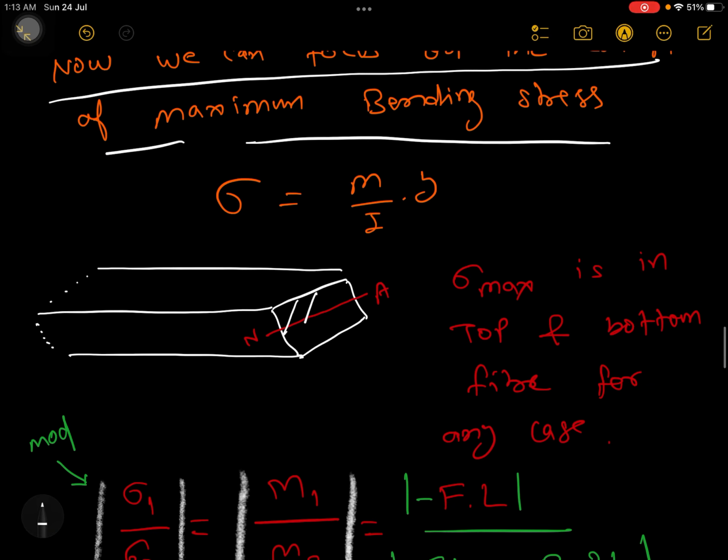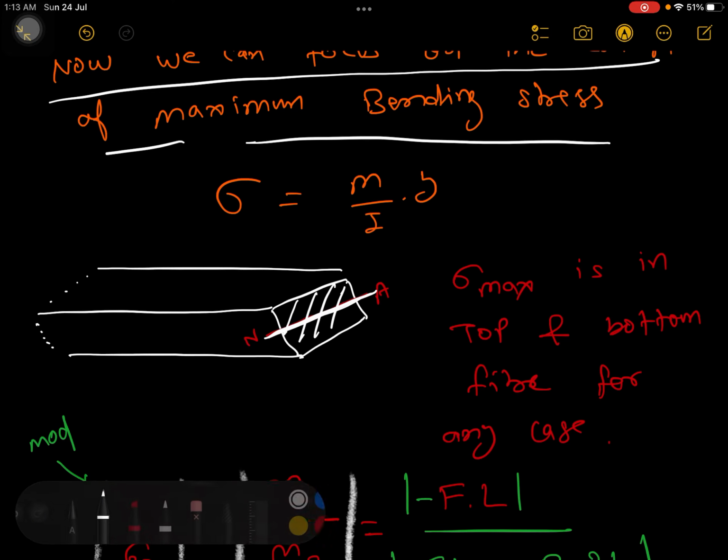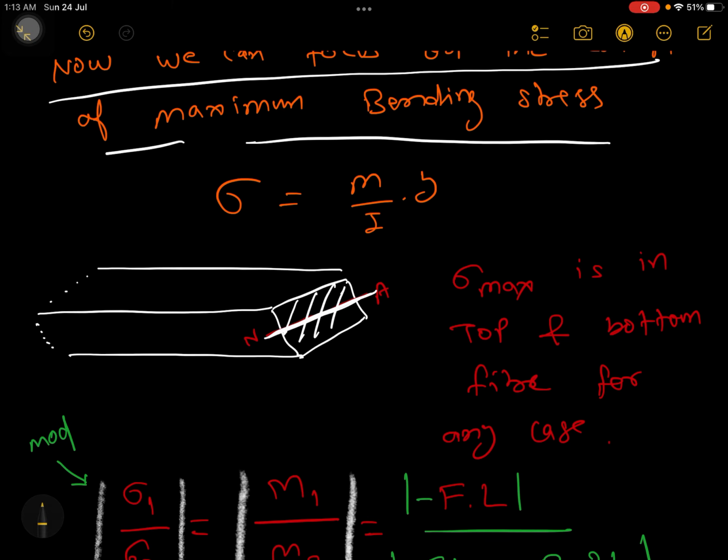So see here, because the cross section is given as rectangular, you know this will be your neutral axis. And once the neutral axis is defined properly, then we know in this direction you will be having y. They are asking for the maximum, so maximum means y will be this much, at the top fiber. So in both the cases we have to go for maximum.